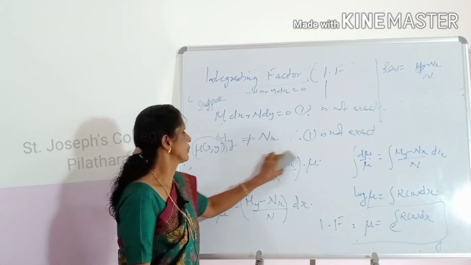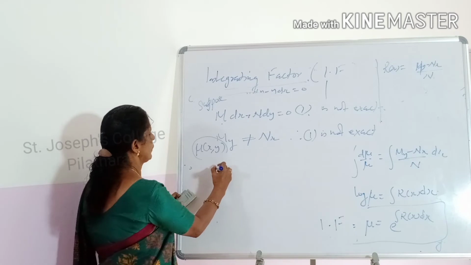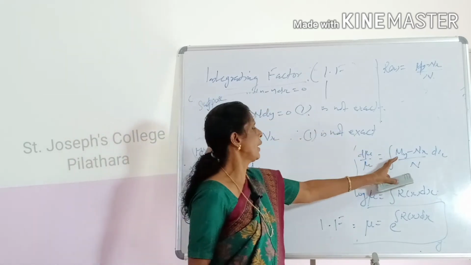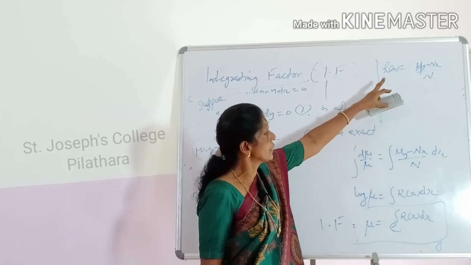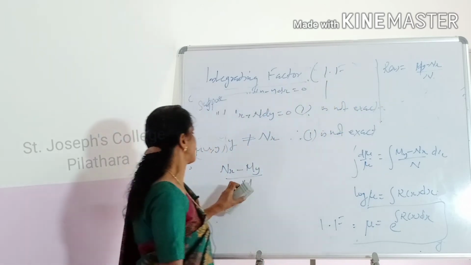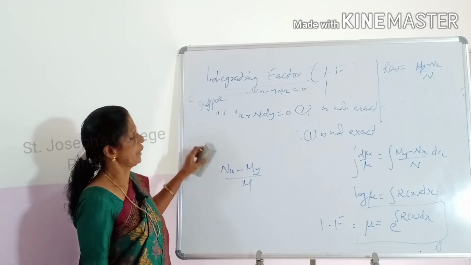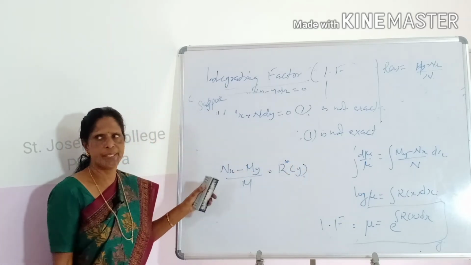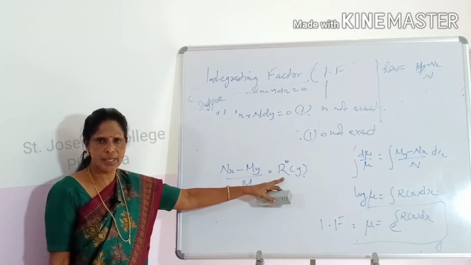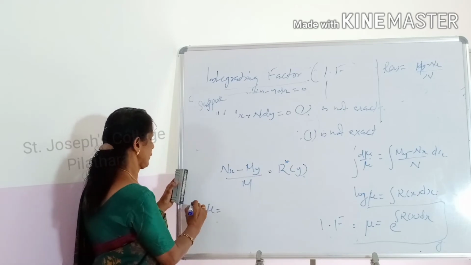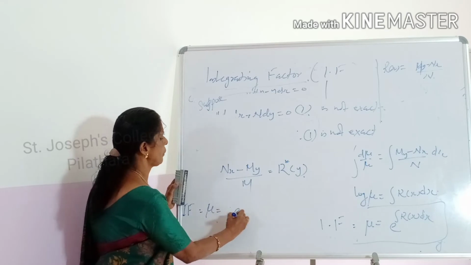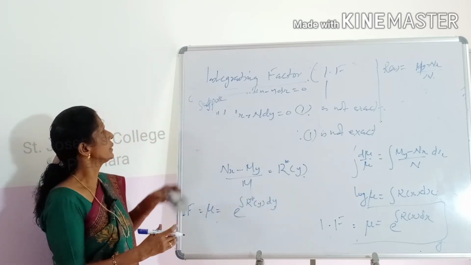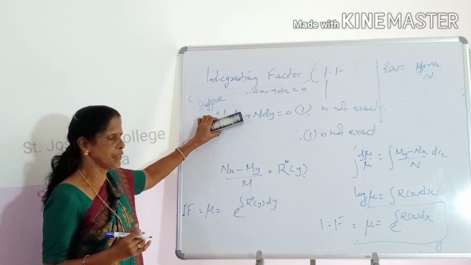Similarly, first we write the form (My minus Nx) divided by N, which we write as R of x if it is a function of x only. Here, let (Nx minus My) divided by M be a function of y only, R star of y. Let (Nx minus My) by M equal to R star of y, then the integrating factor mu equal to e power integral R star of y dy. These are the two results to get the integrating factor for a given differential equation.